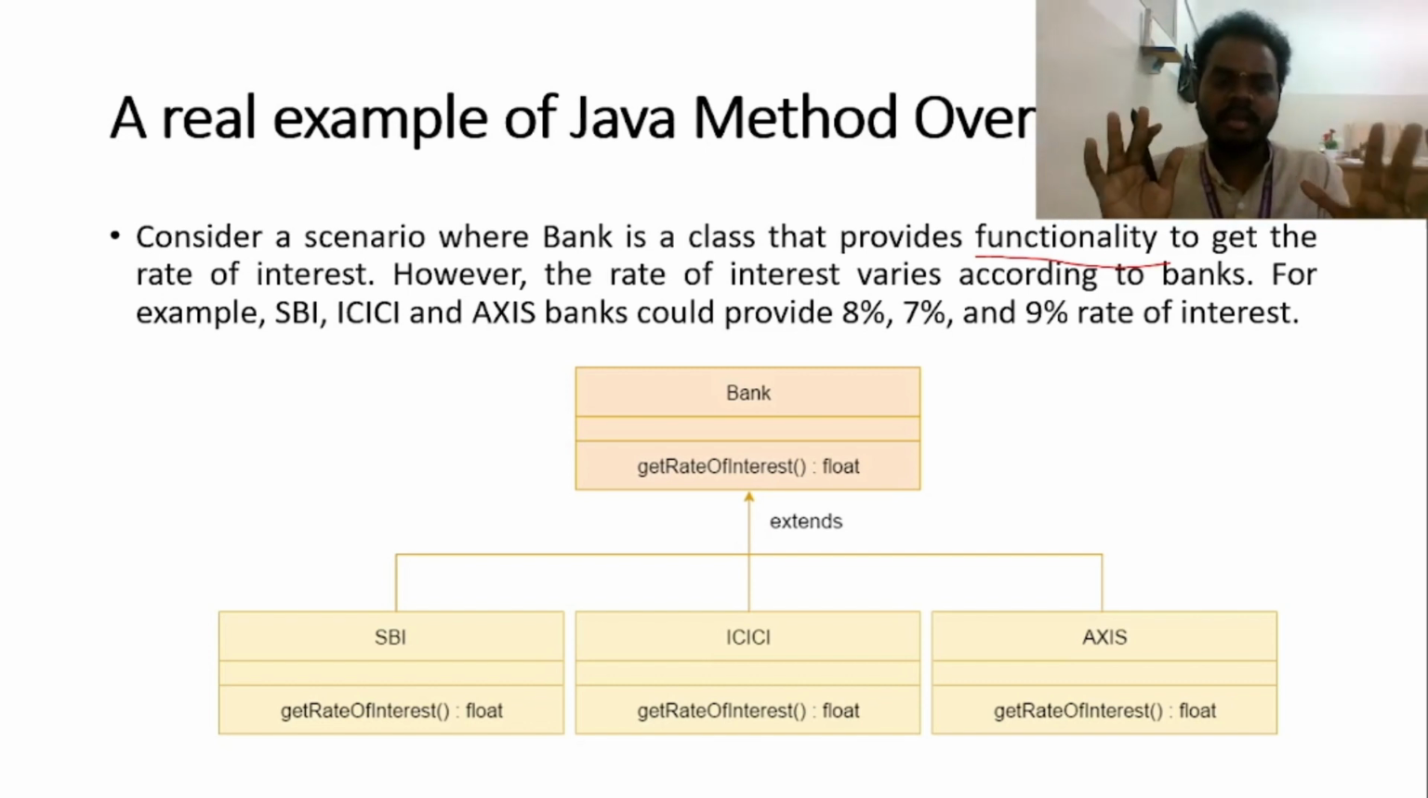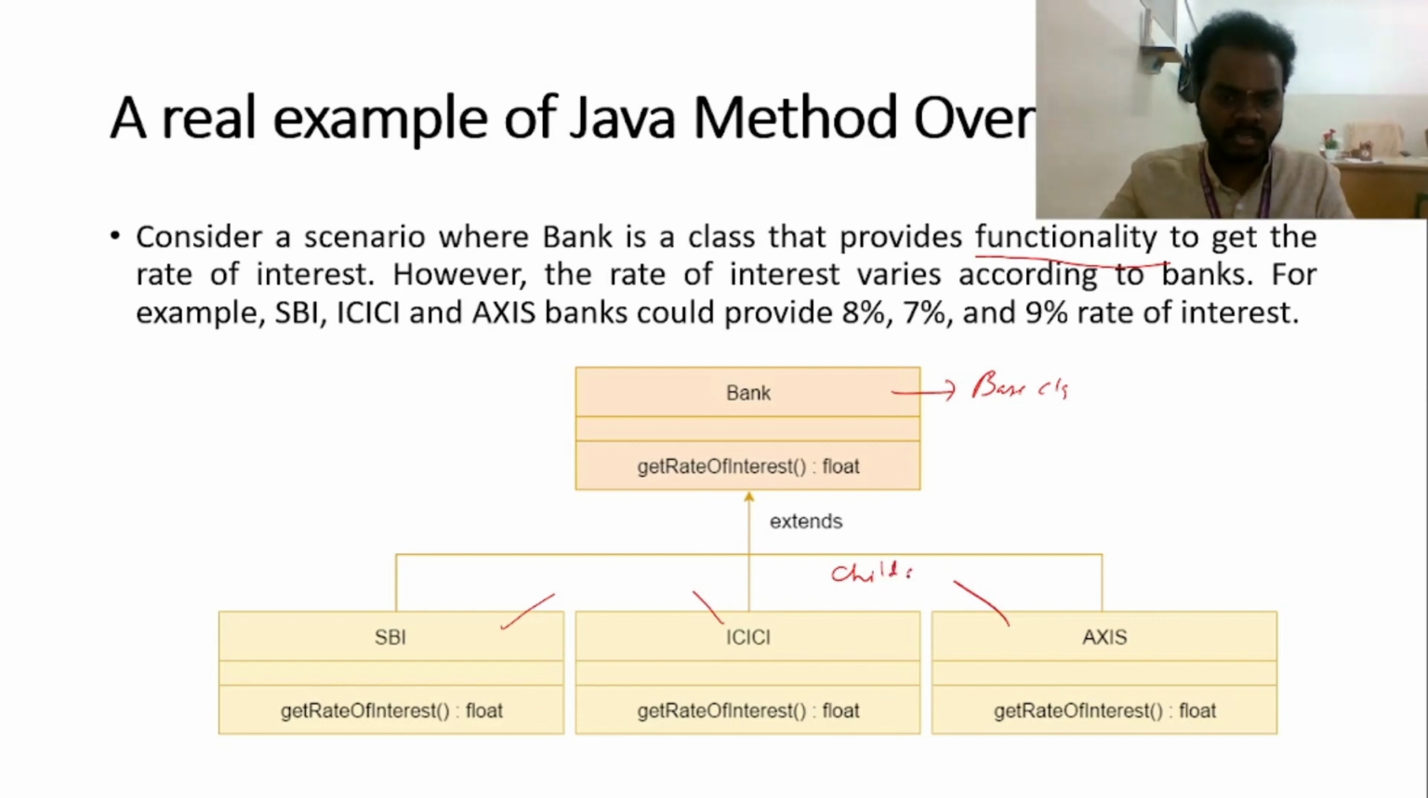This Bank is a common class, and I'm going to create three classes here: SBI, ICICI, and Axis. These are all child classes. Make sure that Bank is your base class, and SBI, ICICI, and Axis Bank are all the child classes.